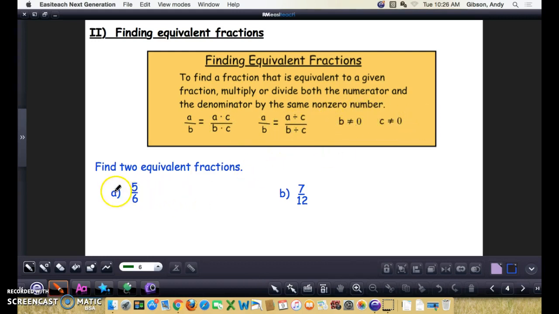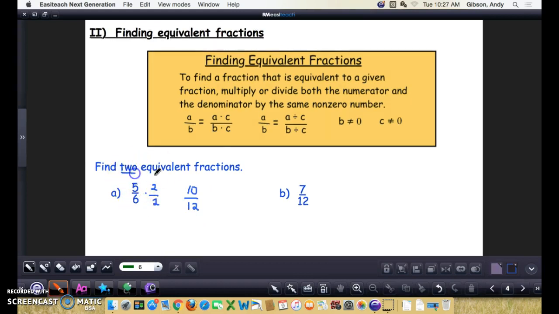How do we do it? Well, I could take my 5/6, I multiply the top by 2 and the bottom by 2, and I end up getting, because I can multiply anything by 1, so 2 over 2 is 1. I can multiply the top by 2, I get 10. Multiply the bottom by 2, and I get 12. 10/12 is an equivalent fraction of 5/6.